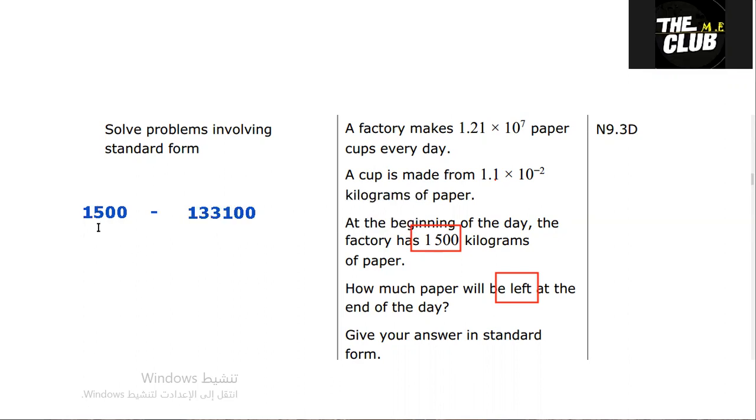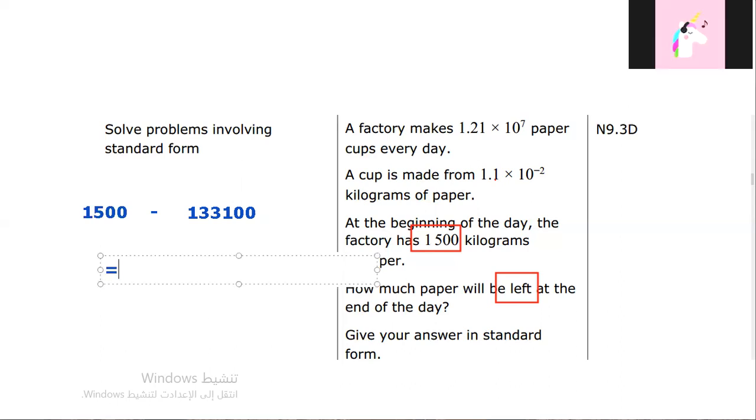It should be like this, 1,500 minus this one, because this is the beginning that they started with, and this is what they worked. I think that's what they need. Mister, what are you doing? You're supposed to subtract the small number from the big one. So that's how you're supposed to do it, 1,500 minus 133,100. No, like the opposite way. You can't do the opposite way.